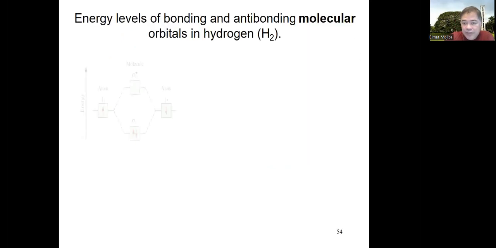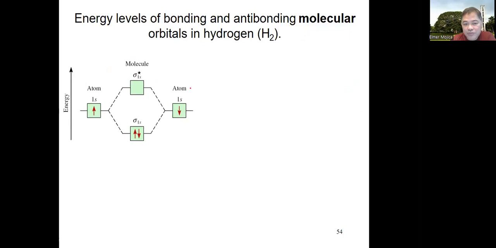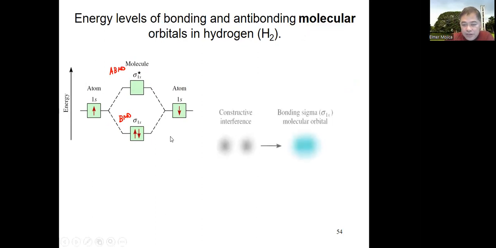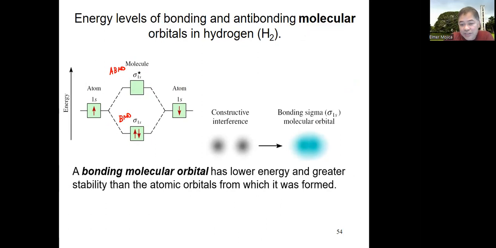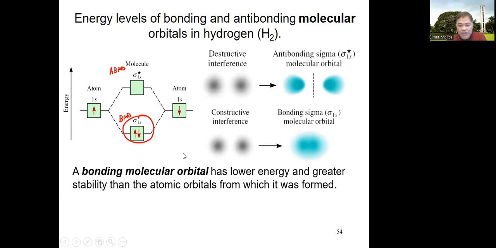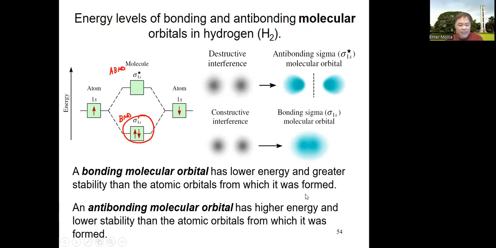So whenever you mix two atomic orbitals, the molecular orbitals that form is the bonding molecular orbital and the antibonding molecular orbital. So the bonding molecular orbital, usually it has a constructive interference. It has lower energy and more stable than the atomic orbitals. On the other hand, the antibonding orbitals, it has a destructive interference. It has a higher energy and less stable compared to the atomic orbitals from which it was formed.